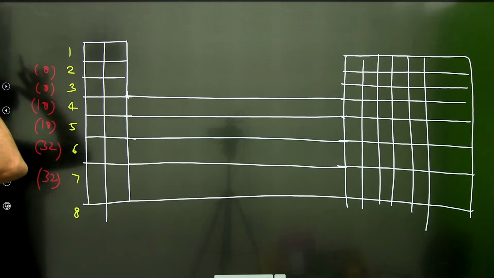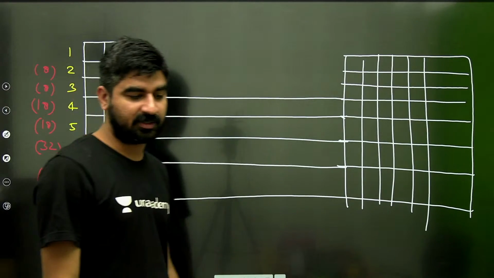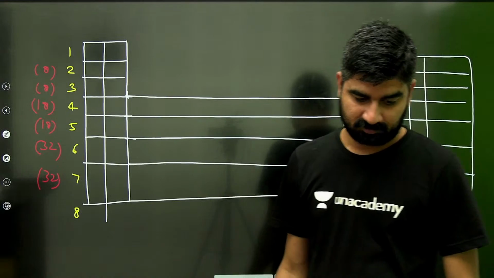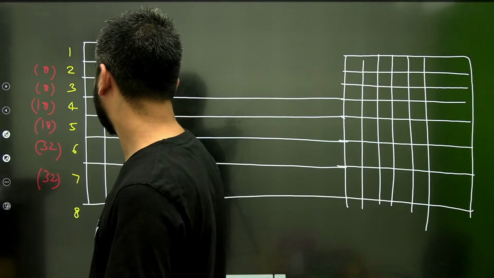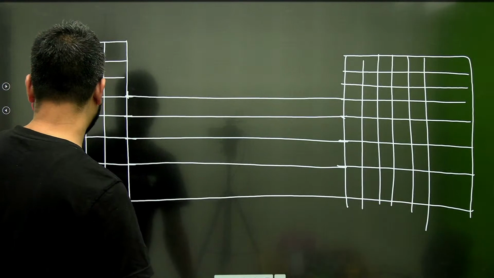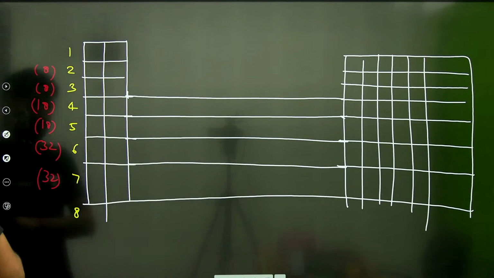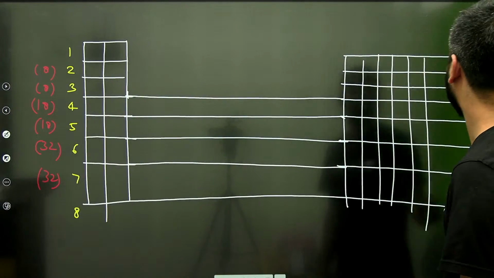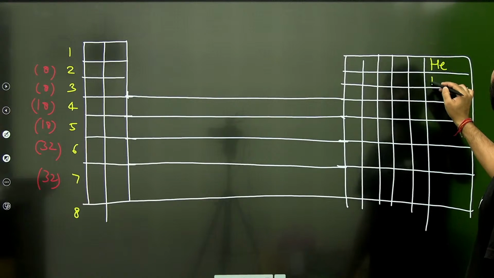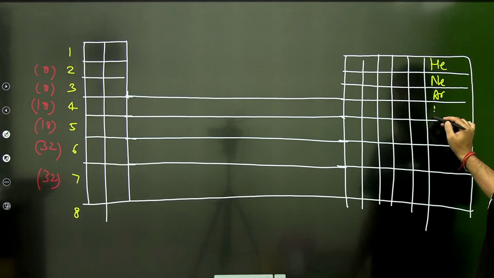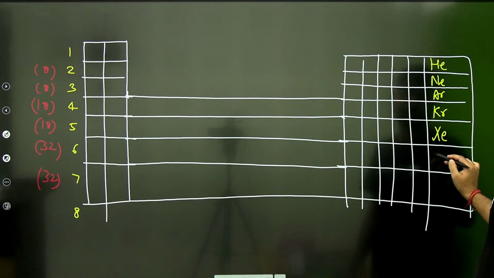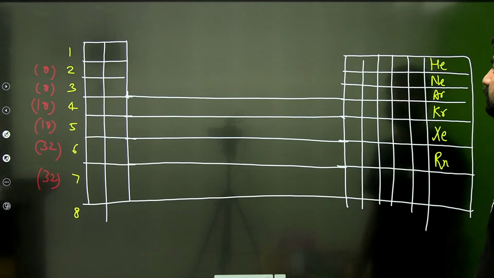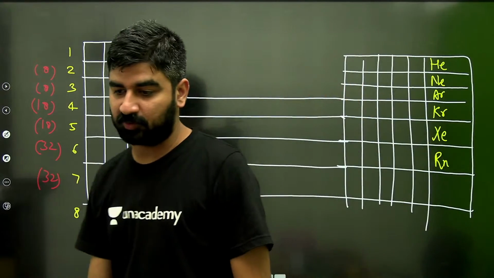And how many elements were there in the 8th period? You just calculated it. Tell me guys in the chat box. So in the 8th period you had, tell me guys. Okay, now I will discuss it. So we have helium here, neon, argon, krypton, xenon, radon. Got it? So why am I telling you this guys?